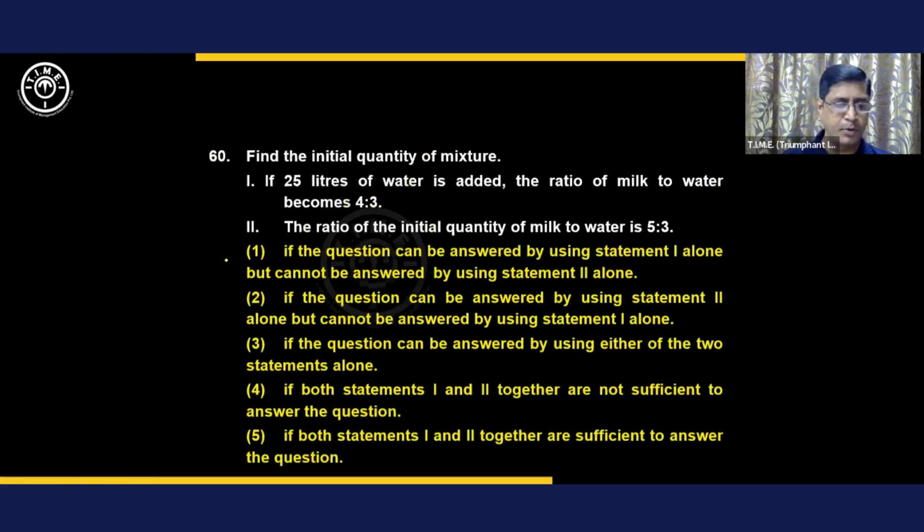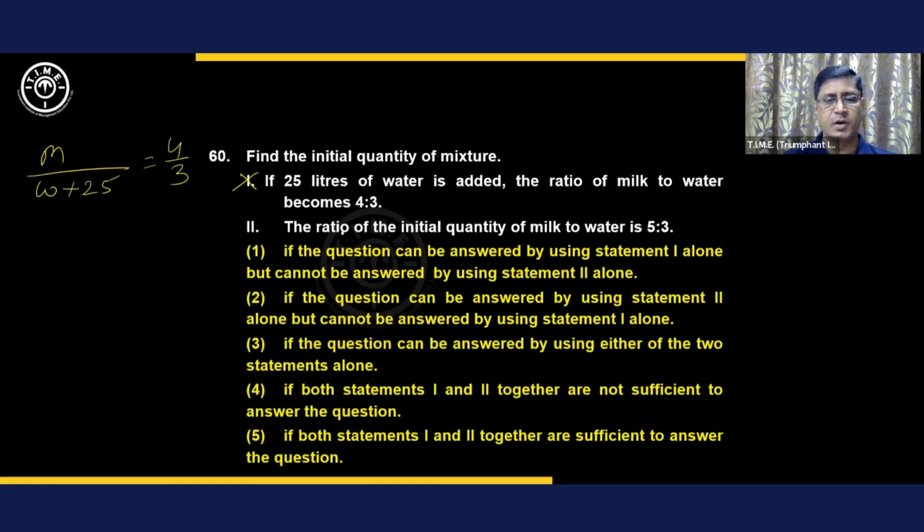Now look at the next example on your screen. Find the initial quantity of milk. If 25 liters of water is added, the ratio of the milk to water becomes 4:3. So milk and water. What is added? 25 liters of water is added. Now the ratio becomes 4:3. Is it possible? No, not possible to find the initial quantity of the mixture because here the values of M and W are not well defined.